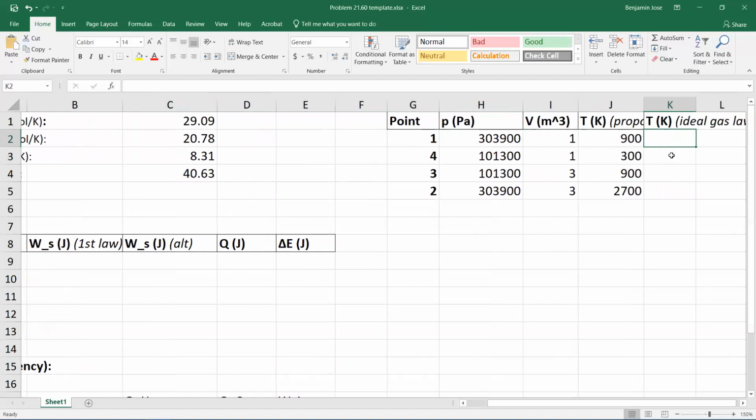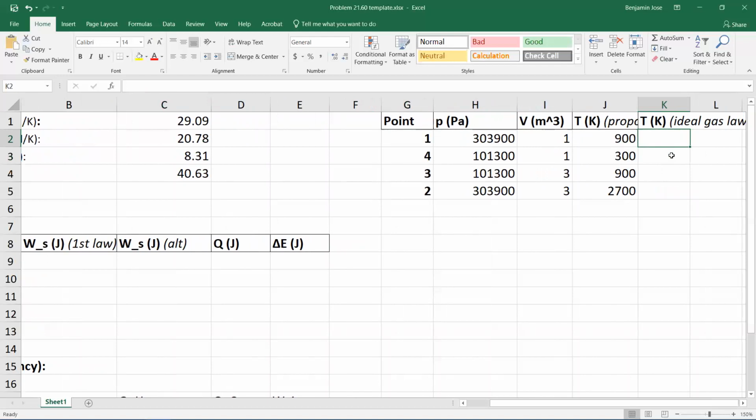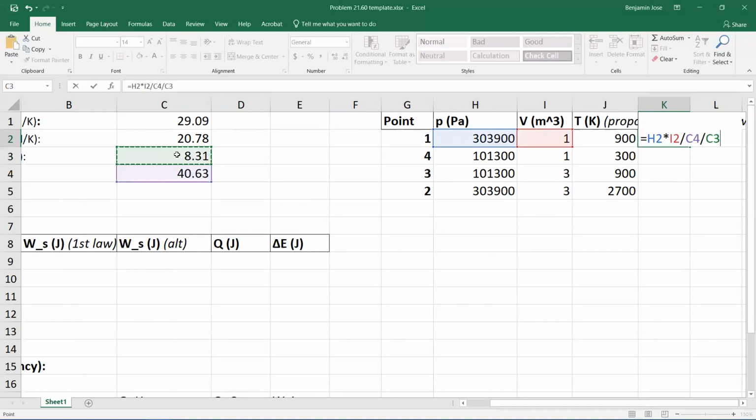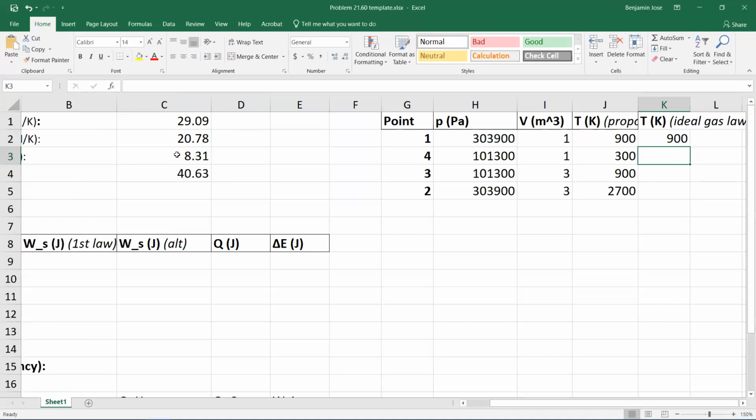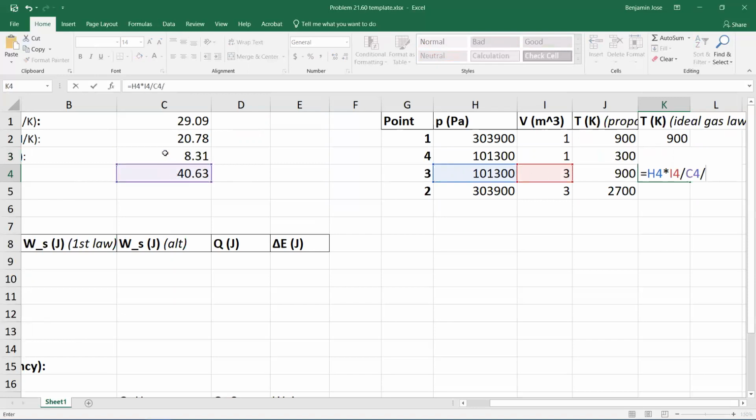Okay, now we can go ahead and use the ideal gas law to check the temperatures since we now know the number of moles. This temperature should be PV over nR, pressure at state 1 times volume at state 1, divided by number of moles, divided by R. Do we get 900? Yes. Okay, this is the one we already knew. That's trivial. And the temperature at state 3 should be the pressure at state 3 times the volume at state 3 divided by the number of moles divided by R.